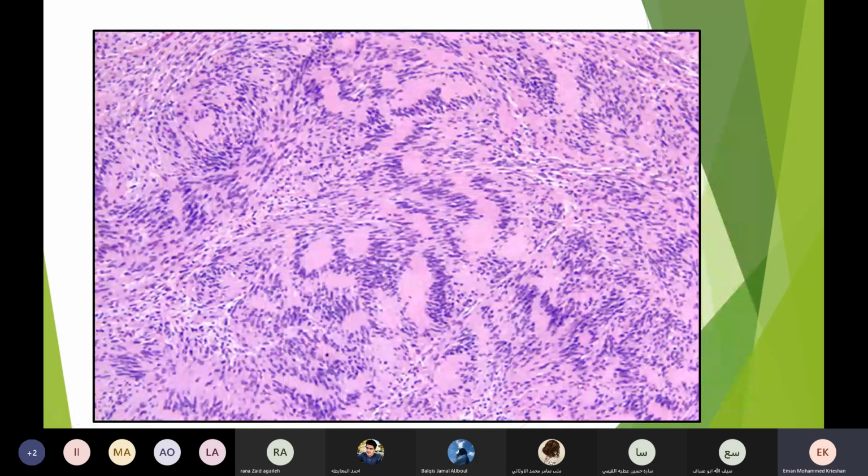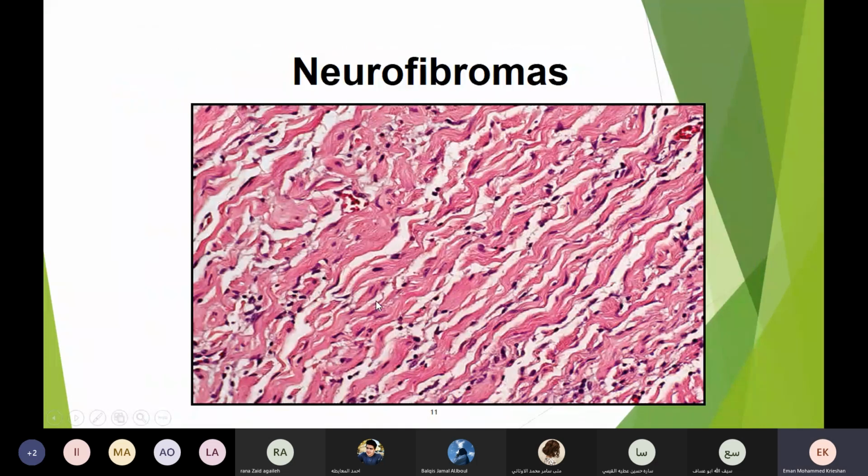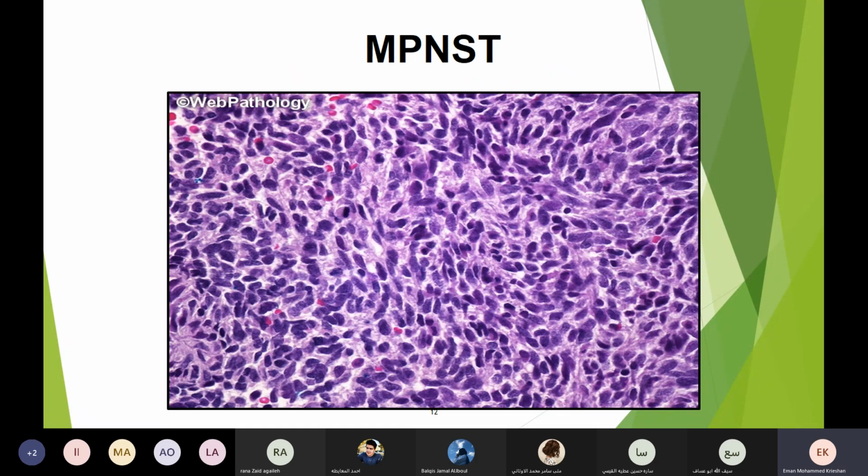So this is one cell type. And here we have neuronal cells and fibroblasts. So neurofibroma is arranged in between collagen material or collagenous material. So we end with schwannoma and neurofibroma, the benign nerve sheath tumors.